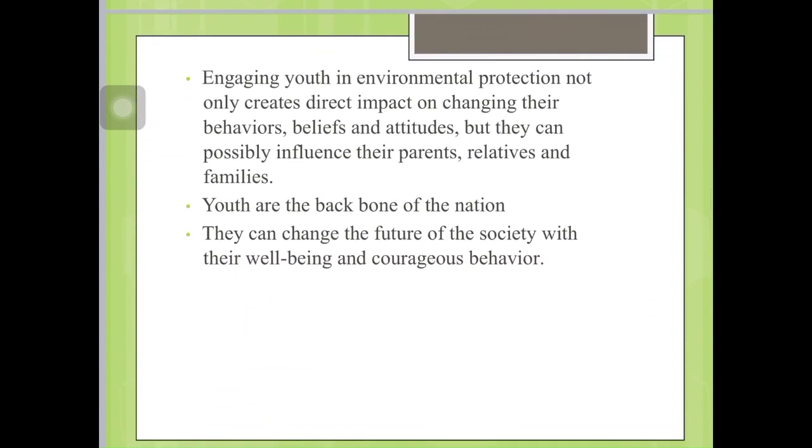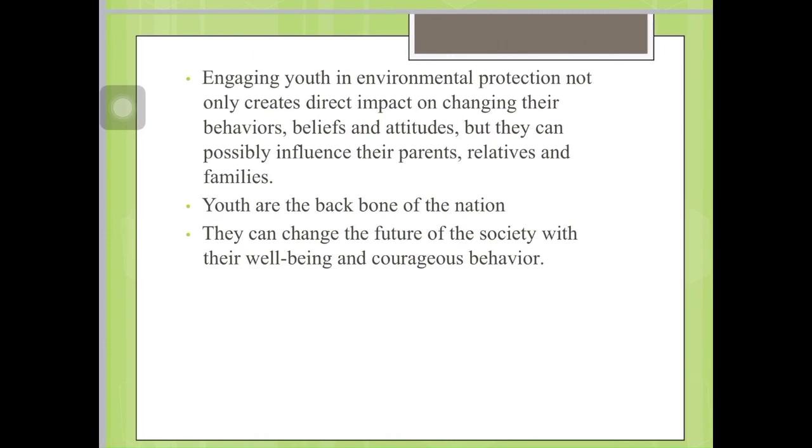Engaging youth in environmental protection not only creates direct impact on changing their behaviors, beliefs, and attitudes, but they can positively influence their parents, relatives, and families. So, kapag hindi lang sa environment natin nakakatulong ito, nakakatulong din ito sa pag-change ng ating paniniwala, sa behaviors natin, attitudes, at pwede rin nating ma-influence yung parents natin, relatives, families, and friends sa pag-protect ng environment.